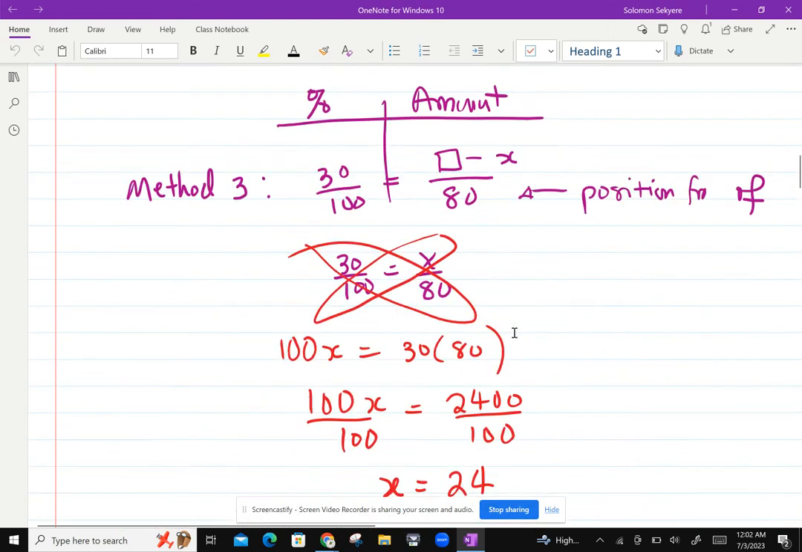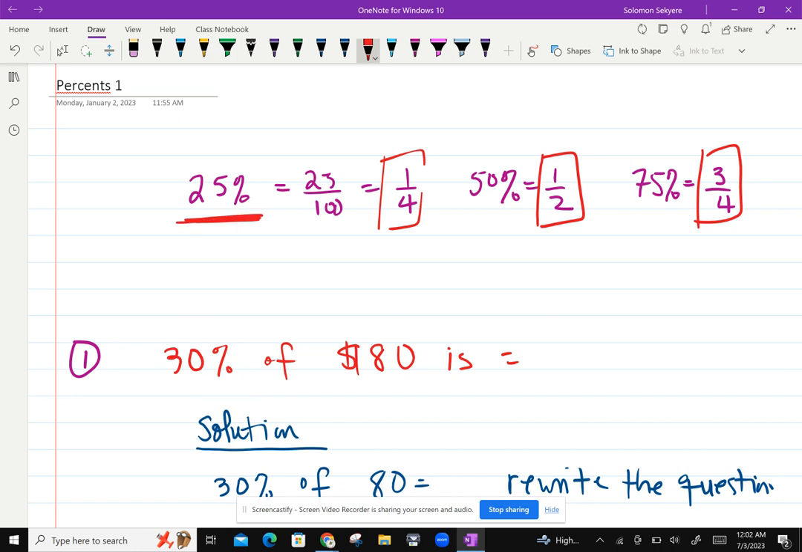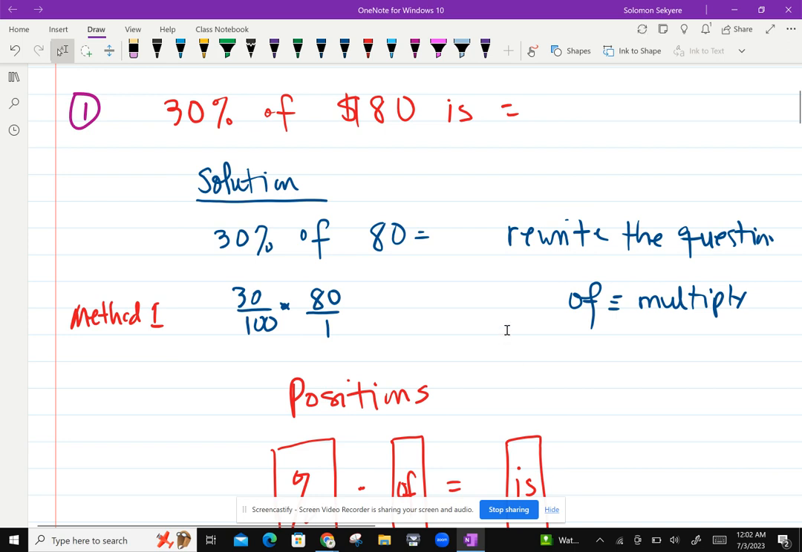Okay, so let's do some basic calculations involving percents. First of all, these ones I need you to know just by heart. 25% is a quarter, 50% is half, 75% is three quarters, right? So this is 0.25, this is 0.5, and this is 0.75. So know these interconversions: decimal, percent, fraction.